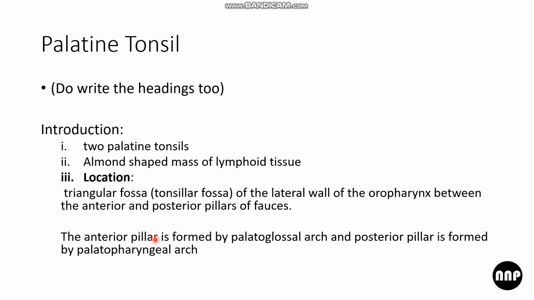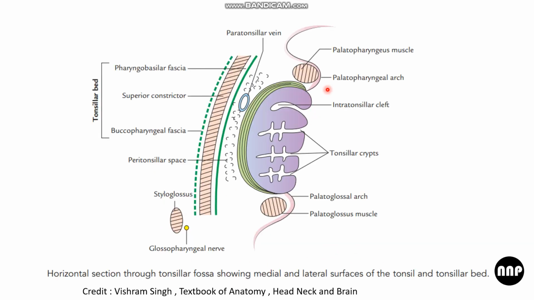Coming to the introduction, there are two palatine tonsils. It is an almond-shaped mass of lymphoid tissue. The location is in the triangular fossa, the tonsillar fossa, of the lateral wall of the oropharynx. It is between the anterior and posterior pillars of fauces. The anterior pillar is formed by the palatoglossal arch and the posterior pillar is formed by the palatopharyngeal arch. This diagram covers most of your answer.